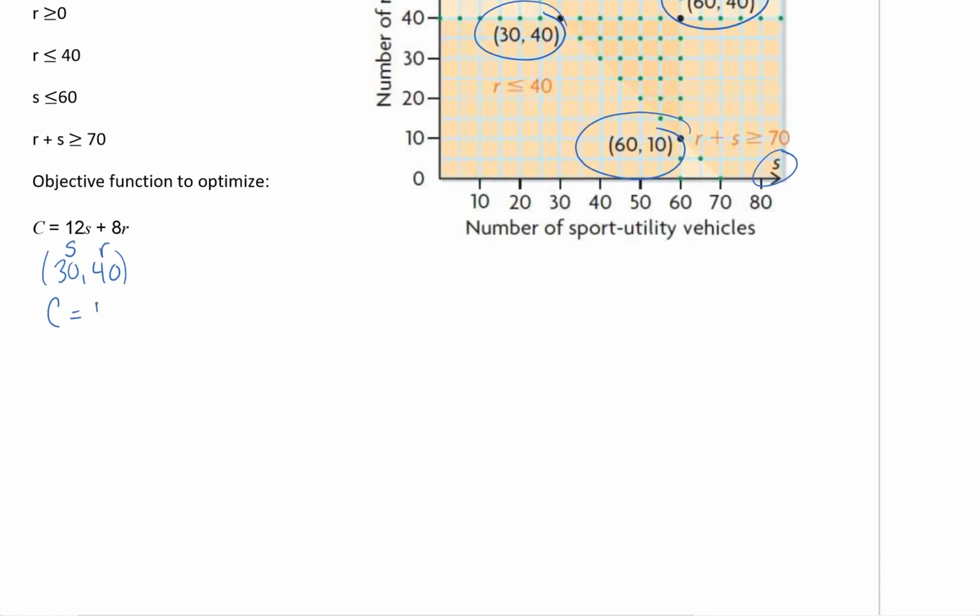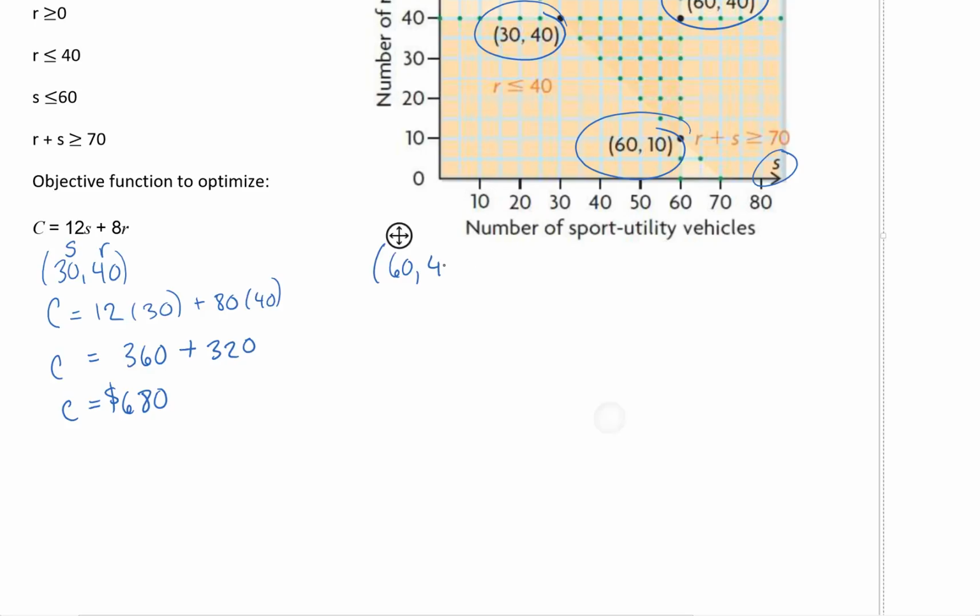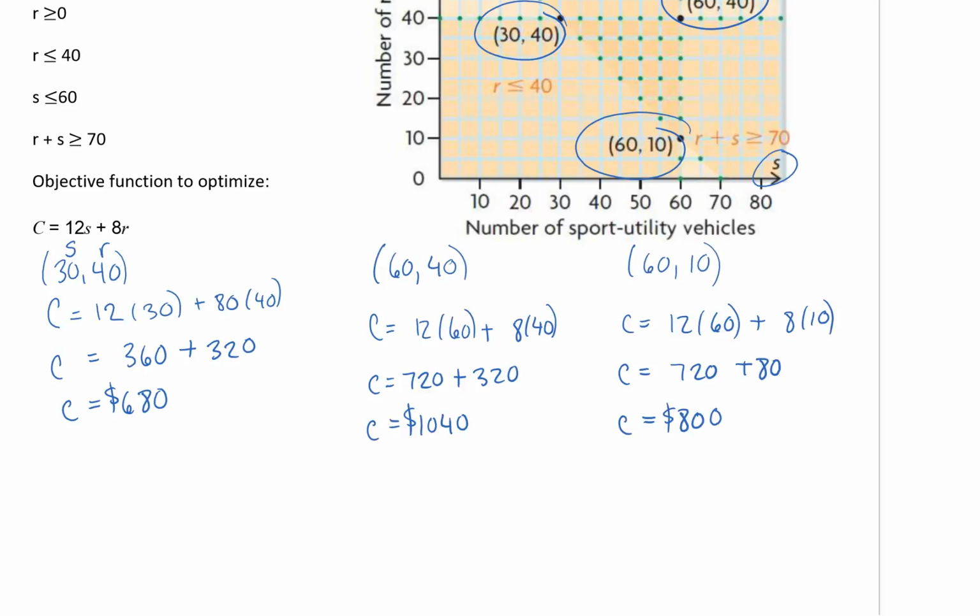C is equal to 12 times 30 plus 8 times 40. So C is equal to 360 plus 320 to give us a cost of $680. Now go ahead and do this for 60, 40, and 60, 10. Once you've done that, you should see that you get values of 1040 and 800.